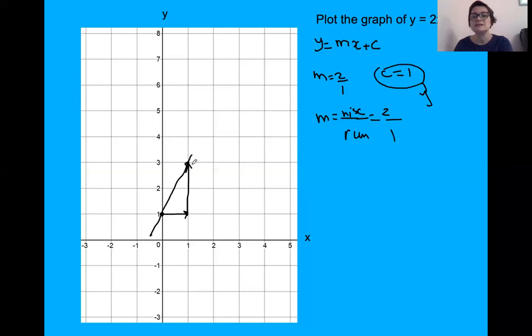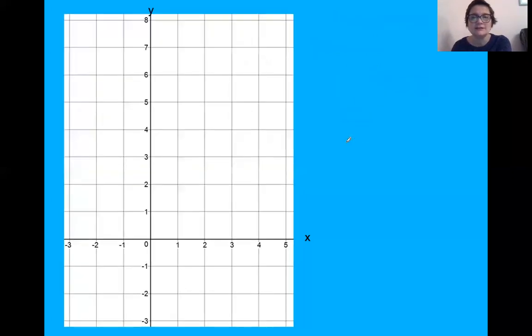Again, you can extend the straight line as much as you want, unless the question says, for example, from -1 to 2 and so on. So yeah, this is how we do it, using the y-intercept and the gradient of the line. Let's have a look at this one.